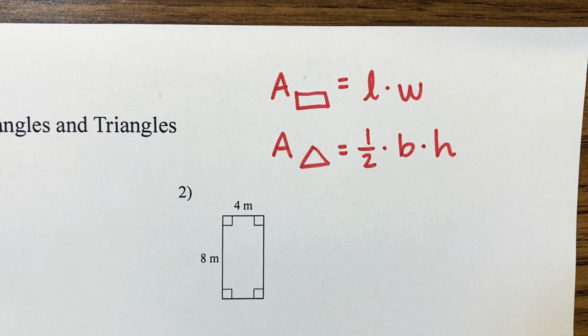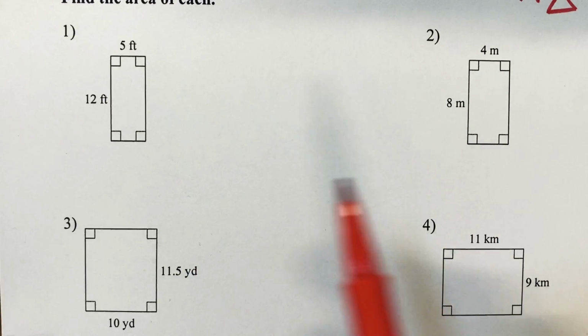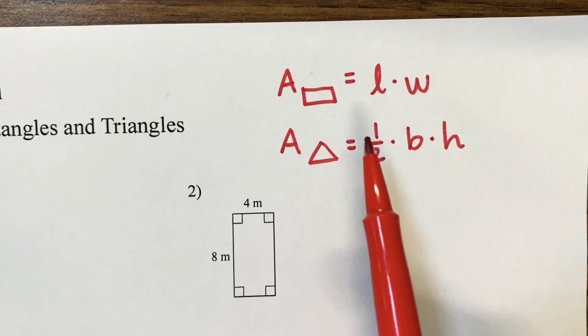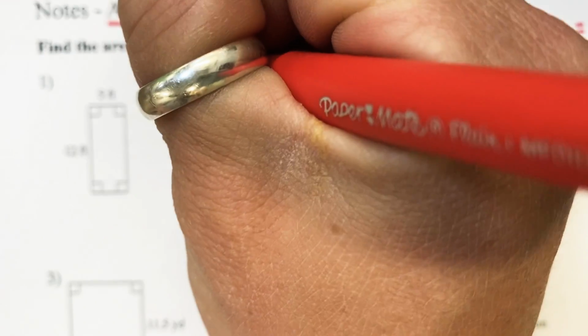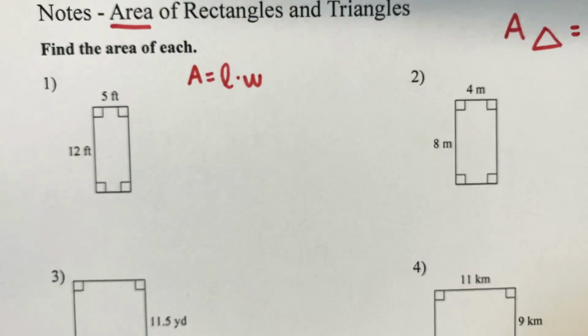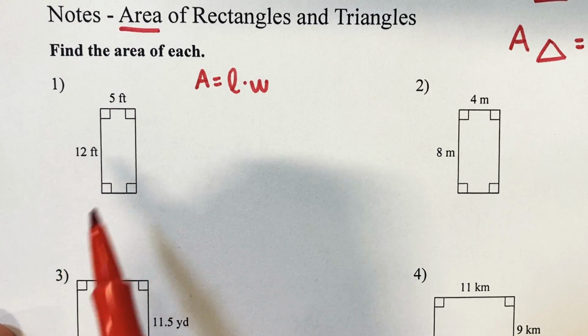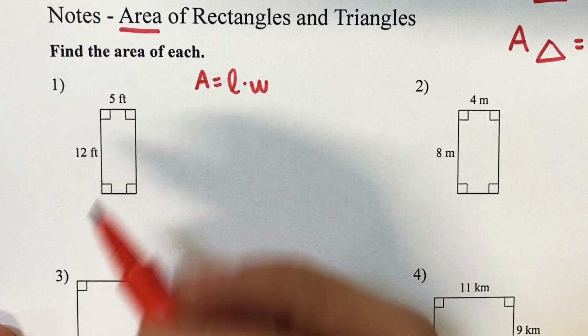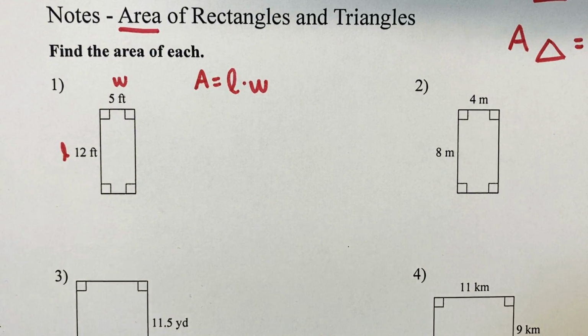Okay, so now that we have both of those formulas written down, let's go ahead and use them. The first 4 on our notes are rectangles, so we will be using the area of a rectangle formula. Let's write that again one more time. So area is length times width. Let's go ahead and identify our length and our width. We're going to make our length this guy. That means our width, or how wide it is, is that guy.